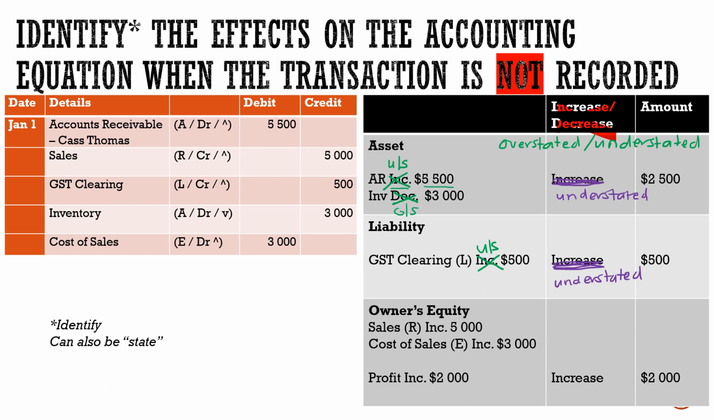In owner's equity, the sales would not have been recorded, and therefore the sales would have been understated. And the cost of sales expense would not have increased if the transaction was not recorded, and therefore cost of sales would also be understated. Overall, the profit would have been understated because the increase in profit was not recognized when the transaction was not recorded. And overall, in the owner's equity, the increase would not have happened. Instead, the owner's equity would be understated by $2,000.